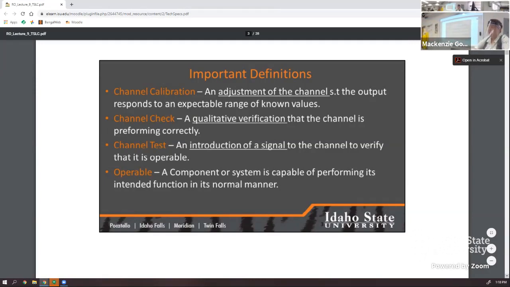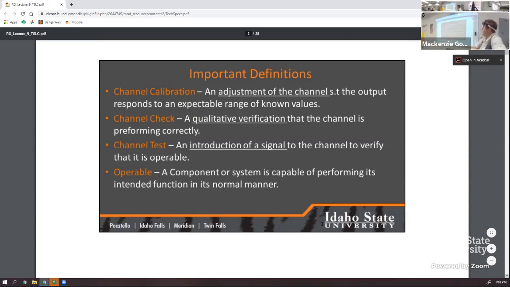So when you do a channel check or a channel test, and you get results that are wrong, you can't calibrate the channel to get the right results. You have to take the results of the test, right? A channel check is a qualitative verification that the channel is performing correctly.